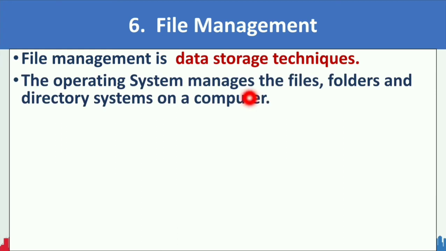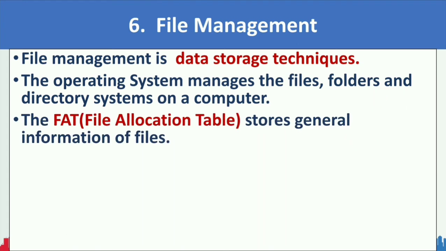And the operating system manages files, folders, and directory system on a computer. And we do have general information of files stored in FAT, that is file allocation table. So examples of files can be image format, text format, Excel, PDF. All these are the different file formats.